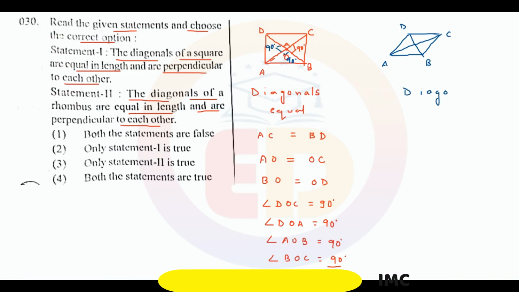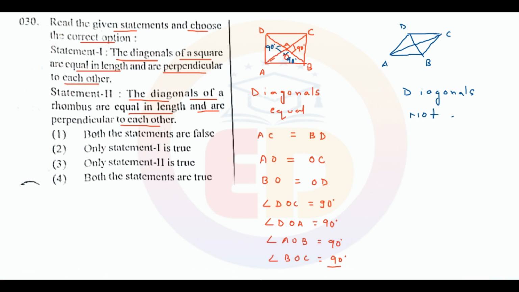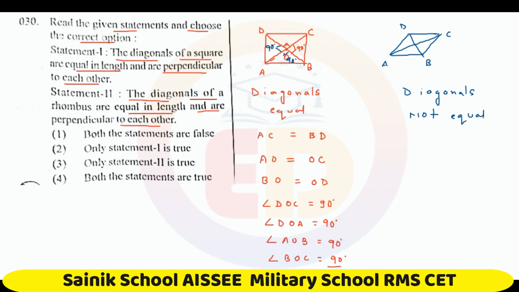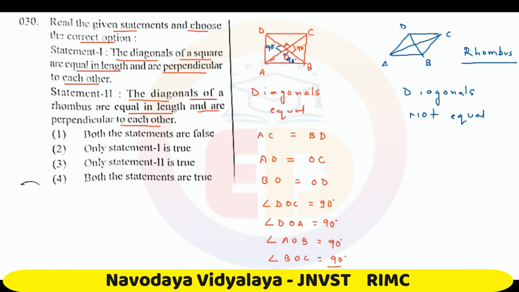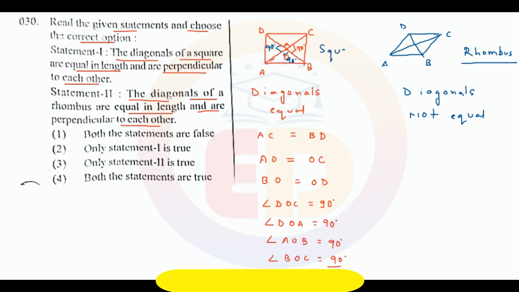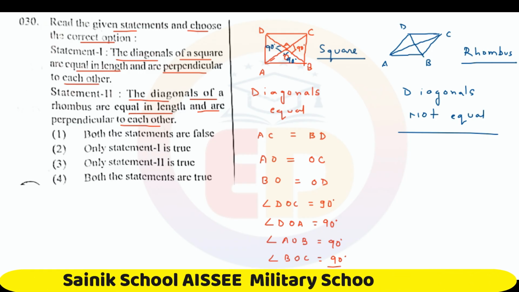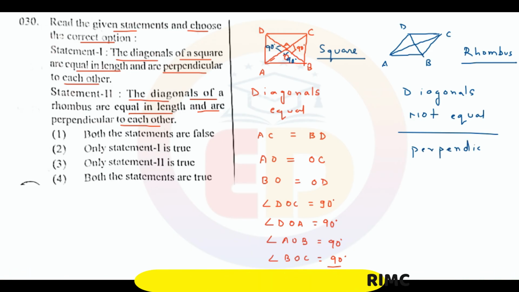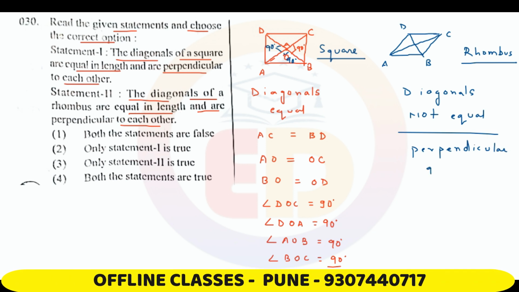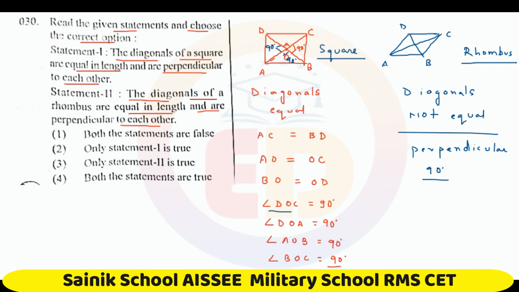So in a rhombus, diagonals are not equal. But in a square, diagonals are equal. However, in the case of a rhombus, the diagonals are perpendicular. Means at the point of intersection they make an angle of 90 degrees. So in the case of a rhombus also, angle DOC will be 90.